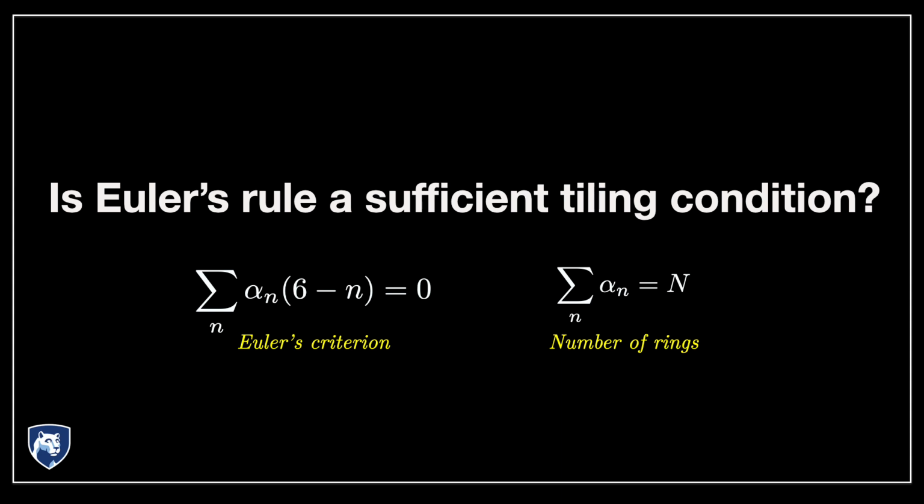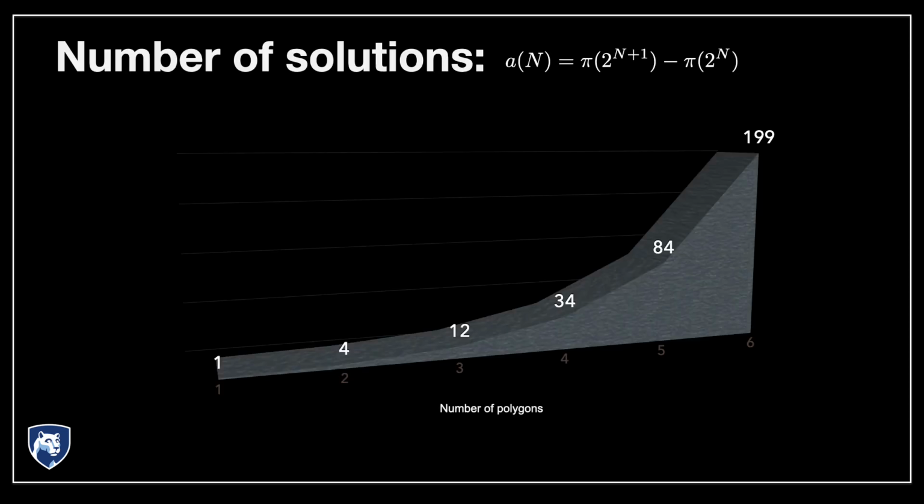This is an interesting problem in number theory, and the number of solutions is actually given by this equation where pi is the prime counting function. And so you can find the number of solutions to this equation. And in fact, the plot is like this. We see that the number of solutions increases like this.